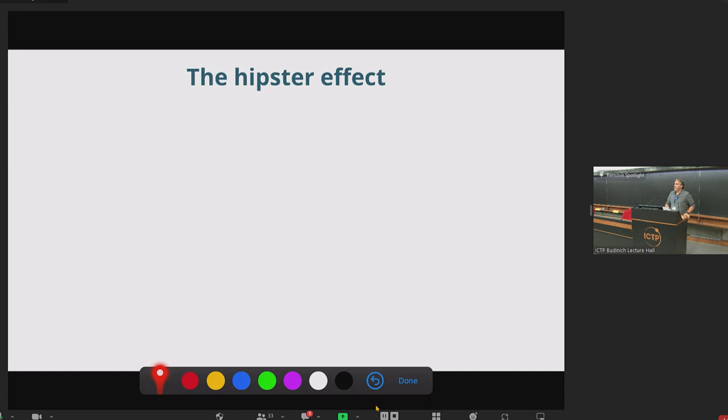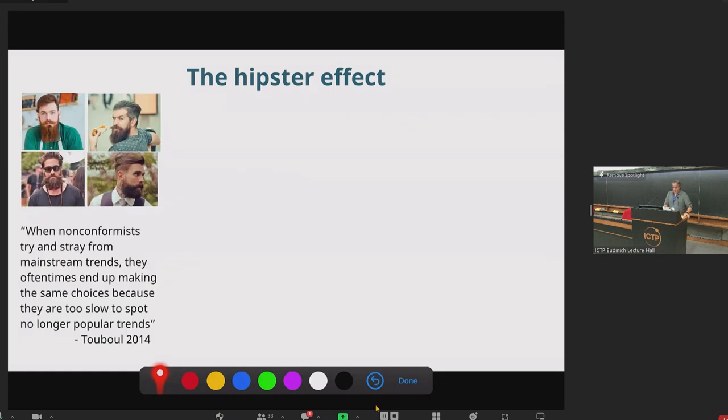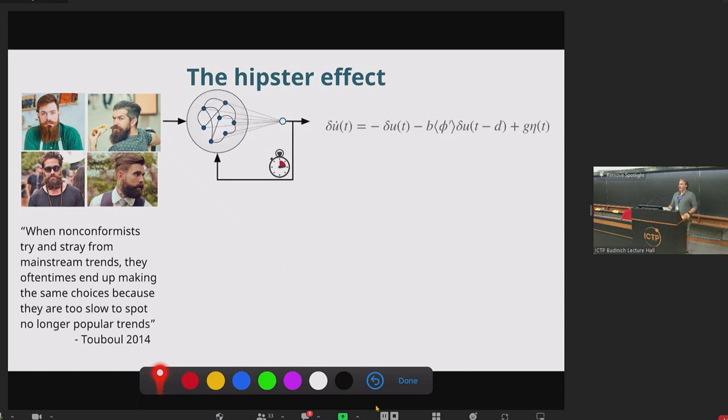So why hipsters? I'm going to quote here Jonathan Tubal, from a paper he wrote on PNAS: when non-conformists try to stray from mainstream trends, they oftentimes end up making the same choices because they are too slow to spot no longer popular trends. Too slow. That's the key point here. And this too slow is basically our delay. Imagine that whoever calculated this readout error, in this case it's just linear, but it could be something more complicated, it took time for the feedback to come back.